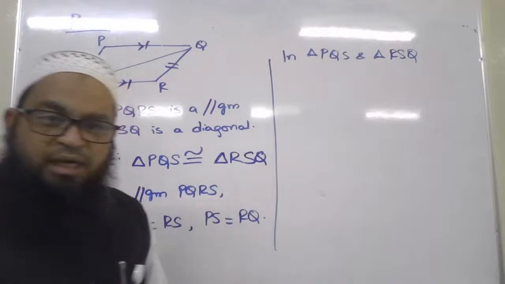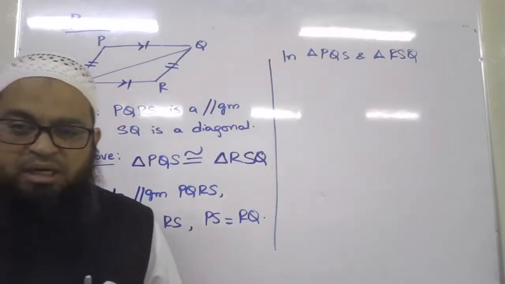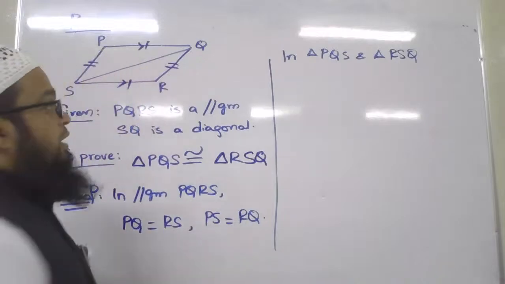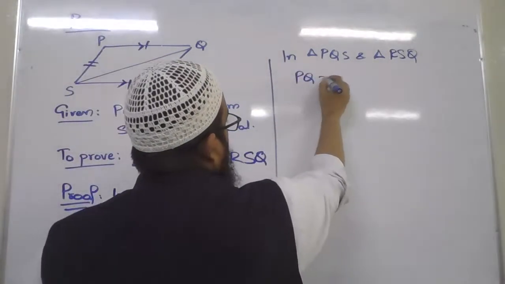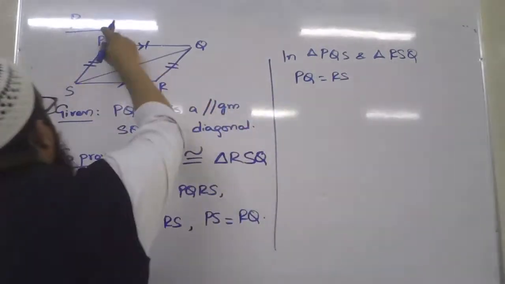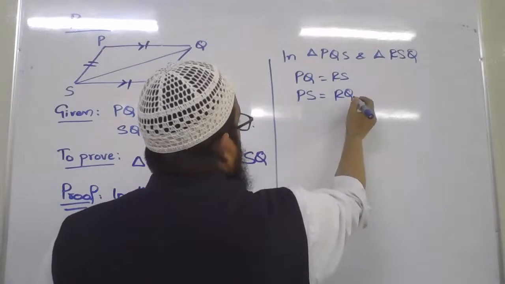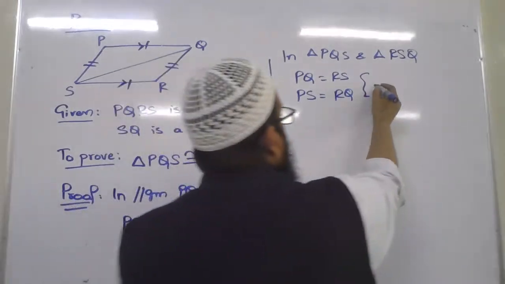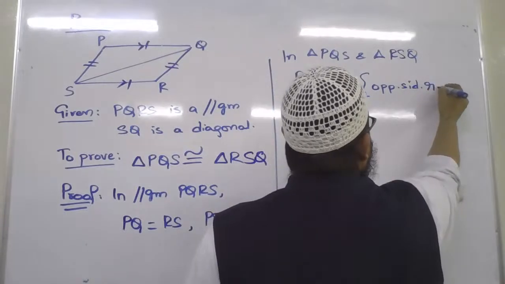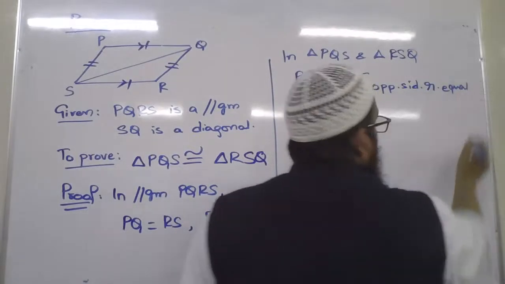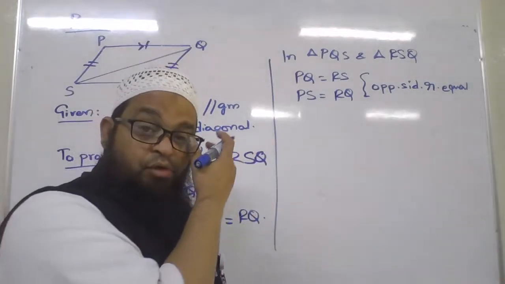can you tell me what are the equal parts in PQS and RSQ? Good. So PQ is equal to RS. Also PS is equal to RQ. What will you write? Opposite sides are equal. Please don't write shortcuts like me, okay? In examination, you write in full words.